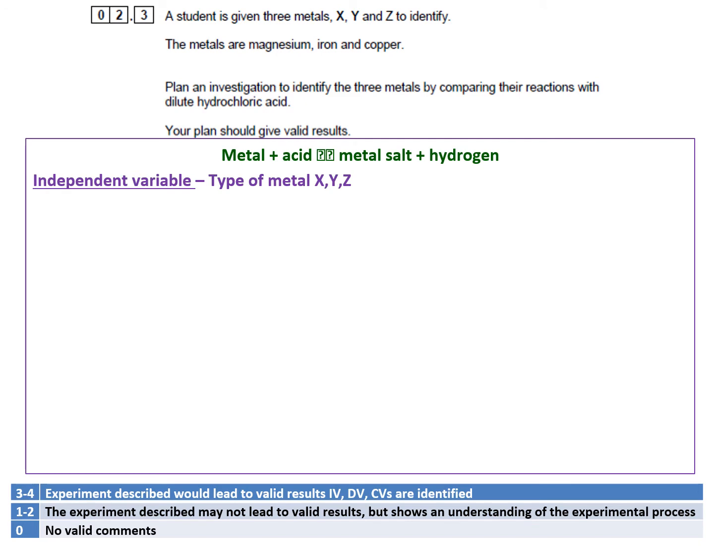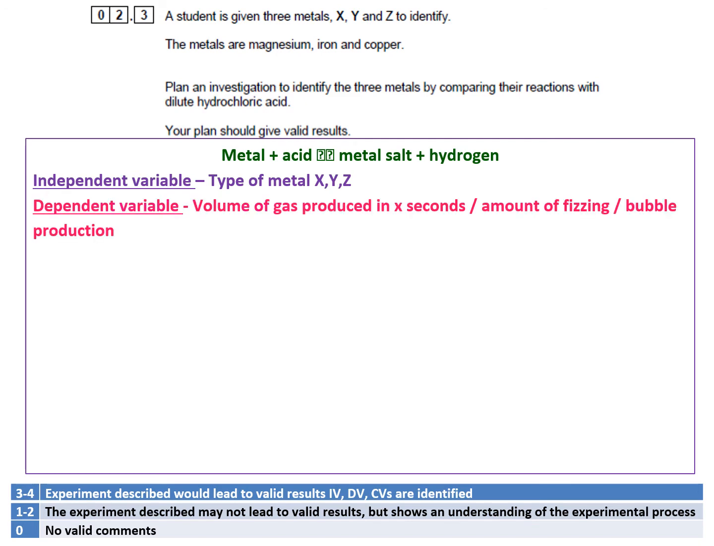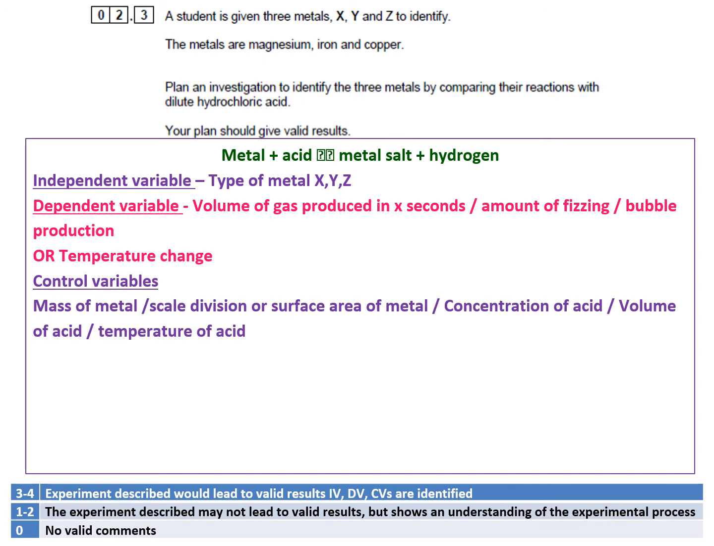So our independent variable is changing the metal. Our dependent variable is looking at how quickly that gas is produced. What do we need to keep the same? We need to keep the same the amount of metal, the way in which the metal is ground down, so is it in large lumps, is it in fine powder, the concentration and volume of the acid, don't just say amount, and the temperature at which the reaction is taking place.